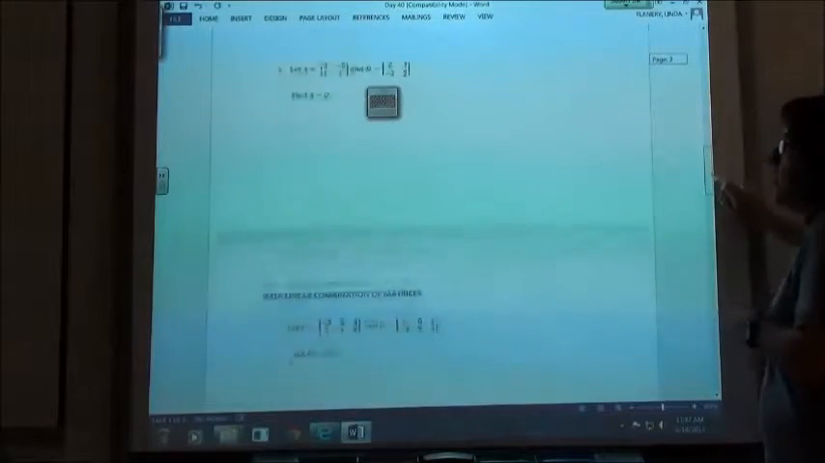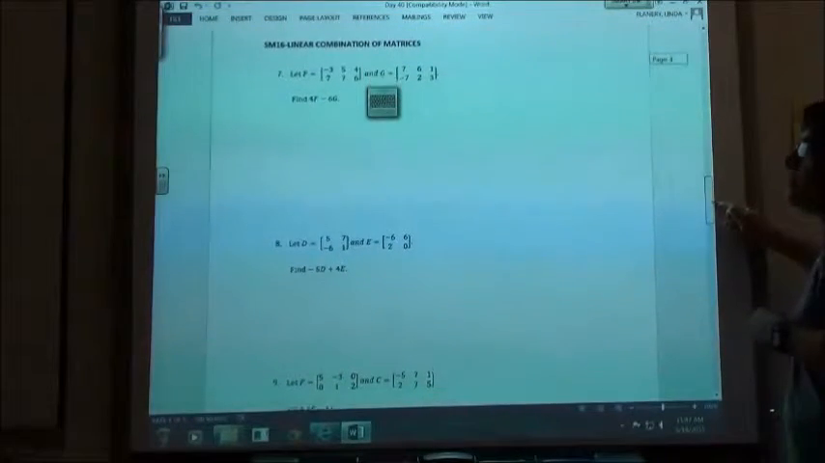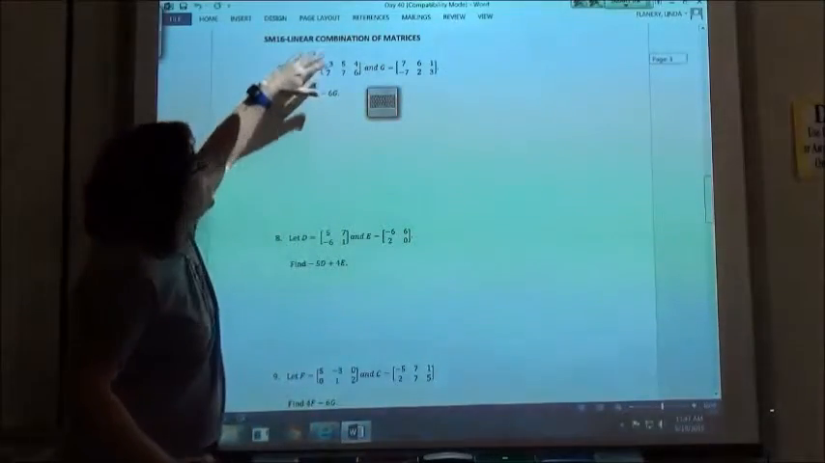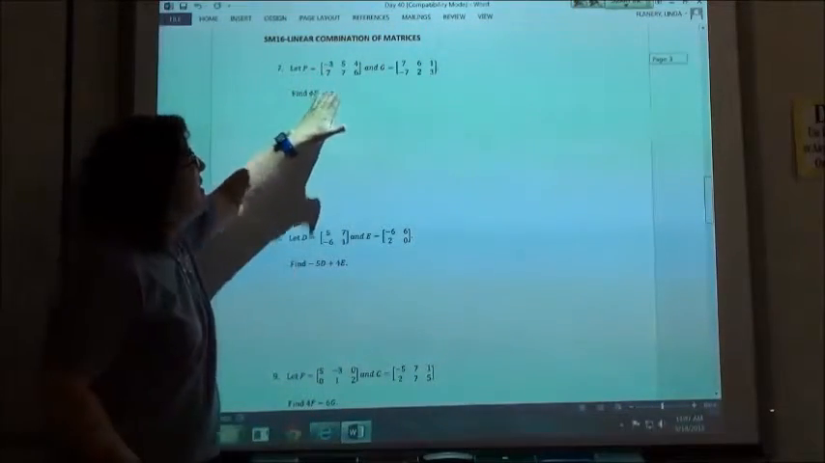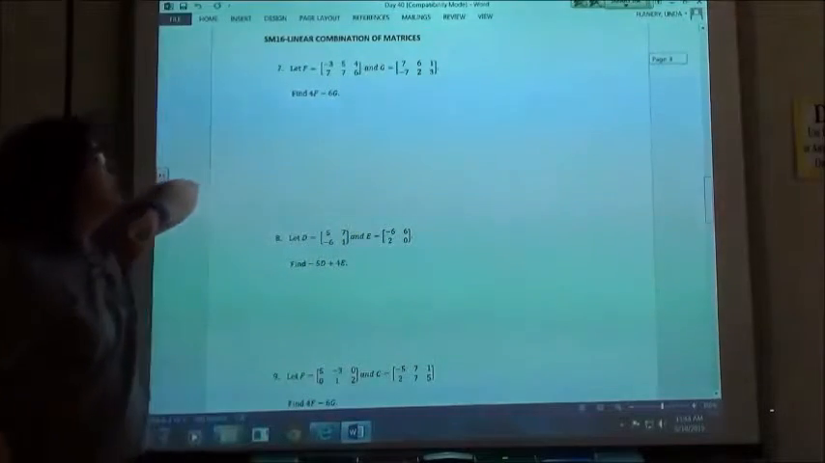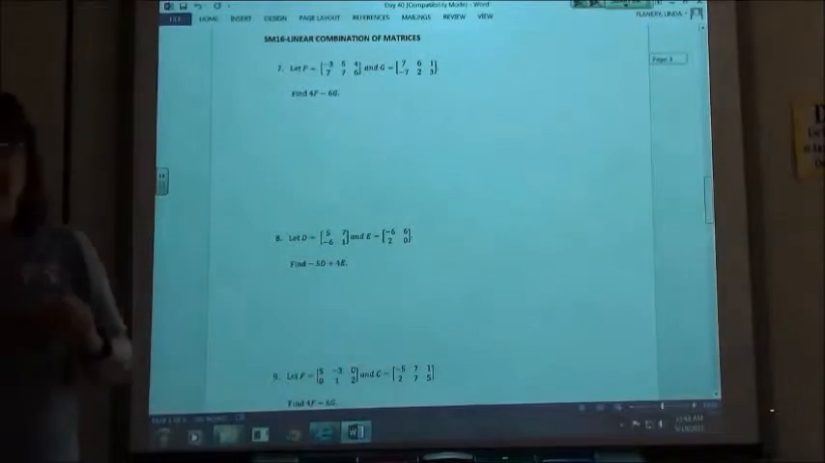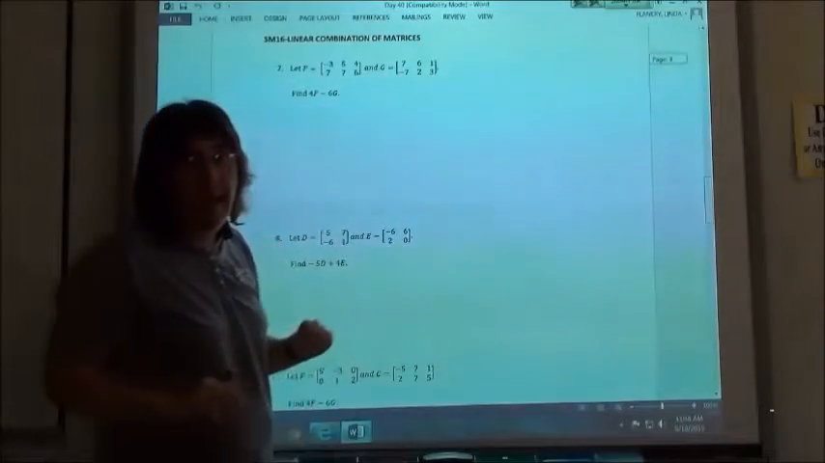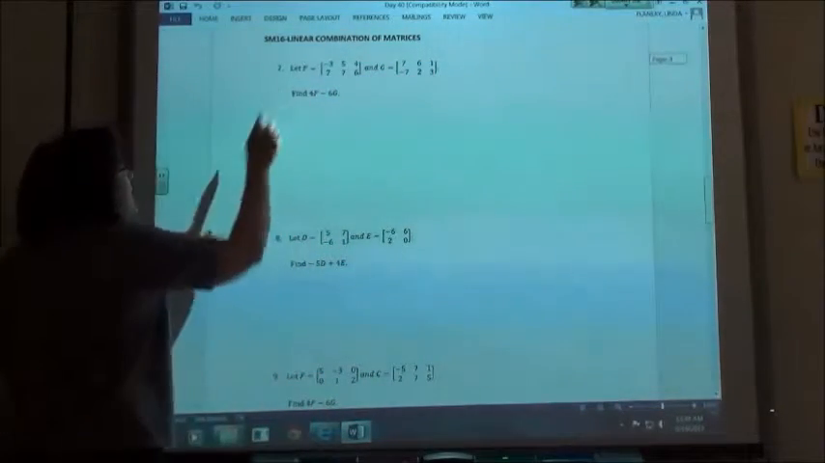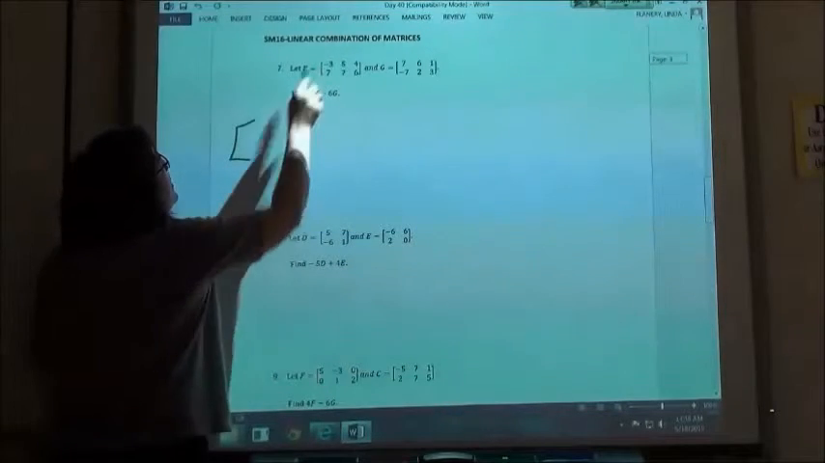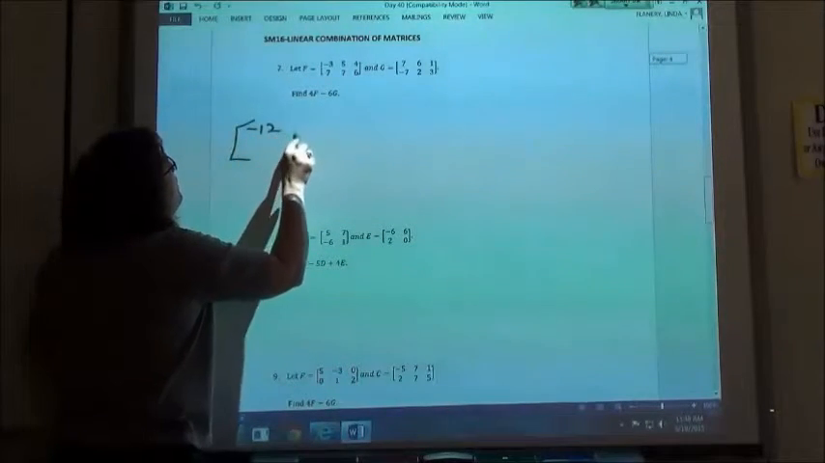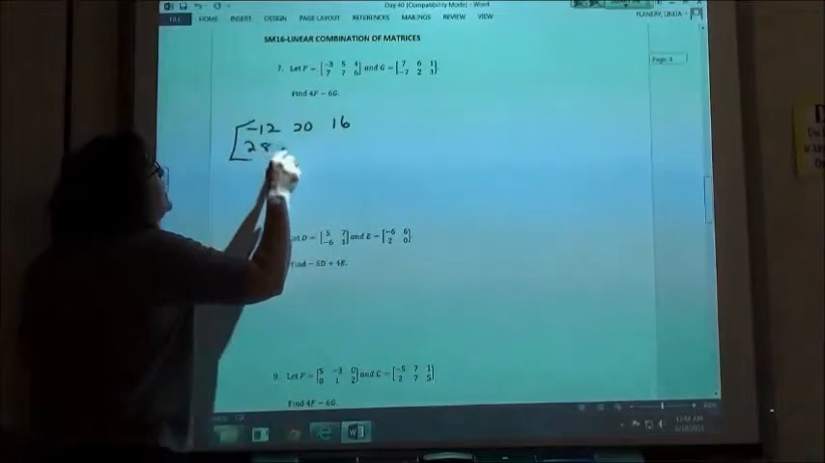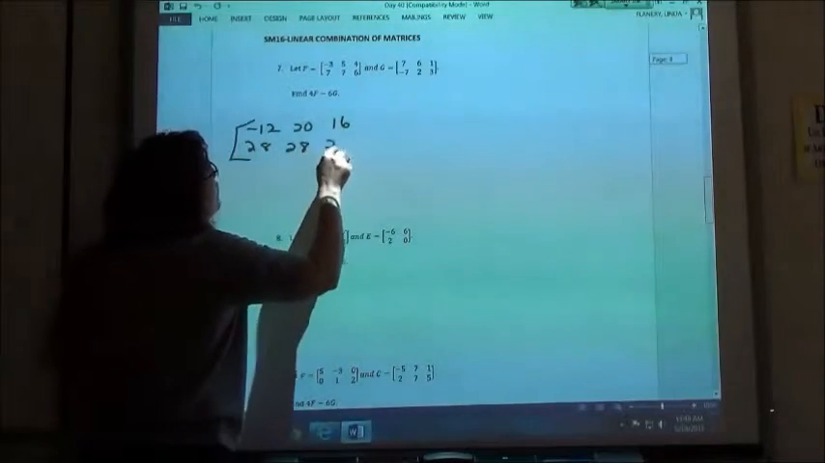7, 8, and 9, kind of using that same theory, but I'm multiplying. So here, I'm going to take 4 times my F matrix, negative 6 times my G matrix, and then I'm going to add my answers together because I'm already distributing the negative when I multiply. So, if I take 4 times my first one, I'd have negative 12, 20, 16, 28, 28, and 24.